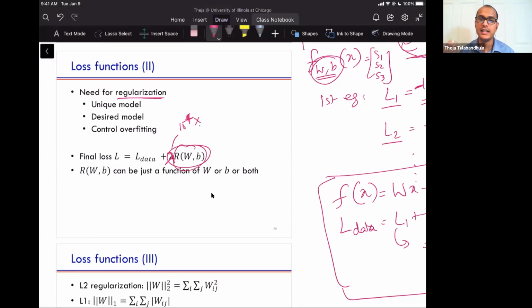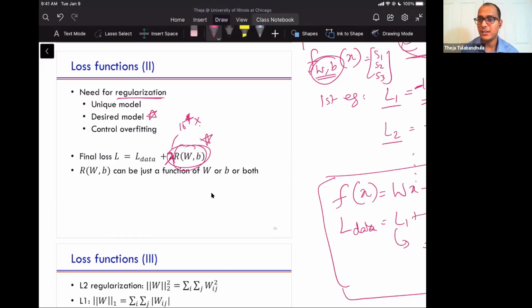And what does the function represent? It represents our preference for certain types of models. For example, if there's a matrix W involved, and among all the choices of numbers that you can put in those matrices, I prefer matrices which look like a diagonal matrix. That's my preference for that matrix, and that has nothing to do with the data. If you want to express that preference, it can be expressed using this function. It's a regularization function.